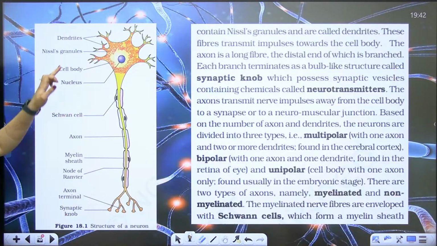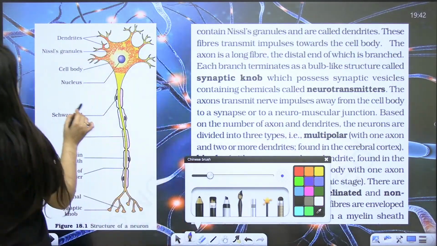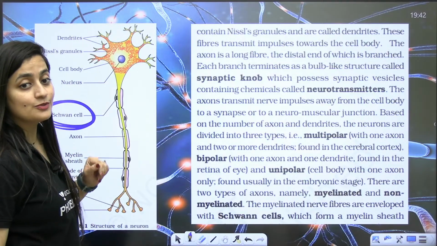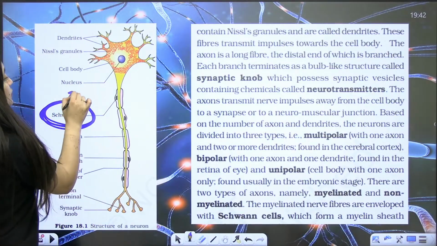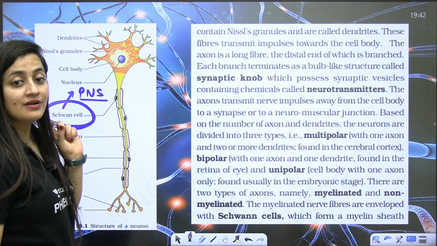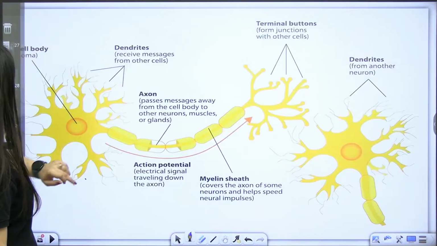Chaliye, now let's discuss the different types of neurons. This is the diagram which is given in NCERT. Here they are mentioning Schwann cells. About Schwann cells, I'll discuss a very important point: in non-myelinated nerve fibers also, the Schwann cell is there. But when we use the word Schwann cell, we are talking about the neuron of PNS. Do not forget this.